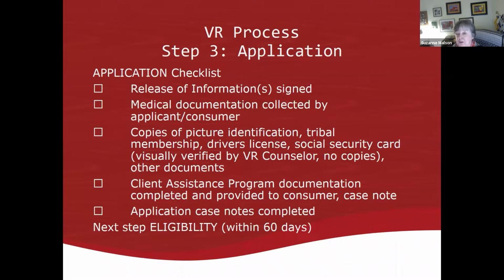So the point we're making here is that you can't have one release form and use it as a multiple resource to gather information about a person. You have to have one for each agency that you need to gather information from. Any kind of medical documents, as Meredith said. We're also looking at copies of picture identification, such as tribal membership, driver's license. A social security card is not something that you really want to copy and keep in somebody's file, but you do want to see it so that you know this person is ready to work.